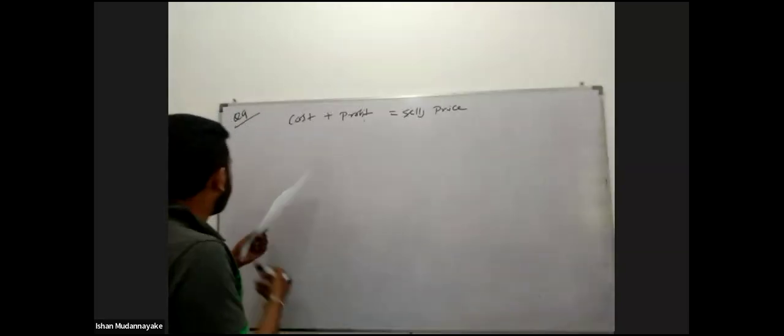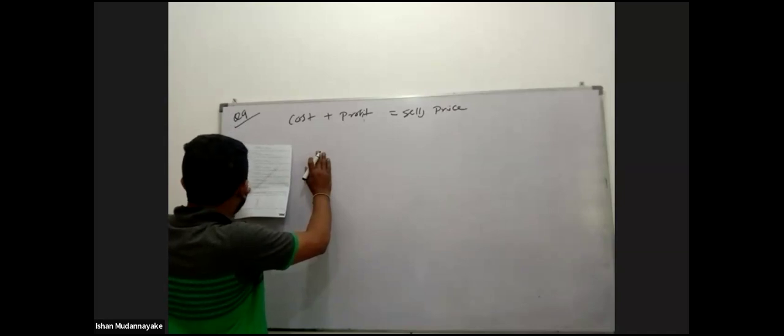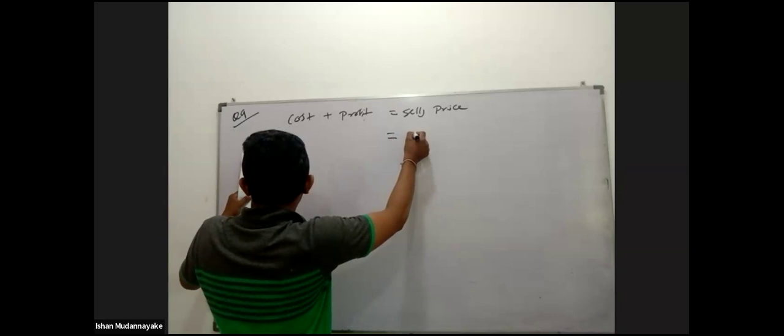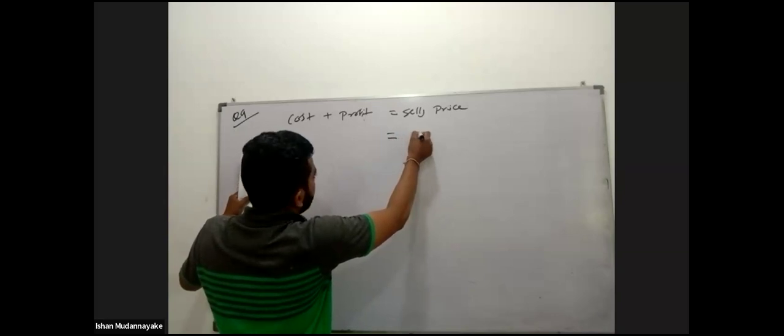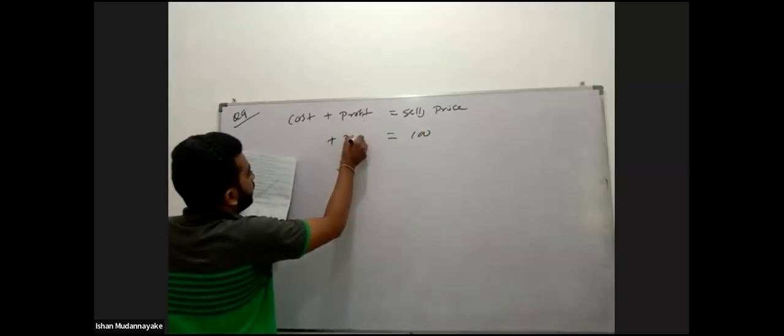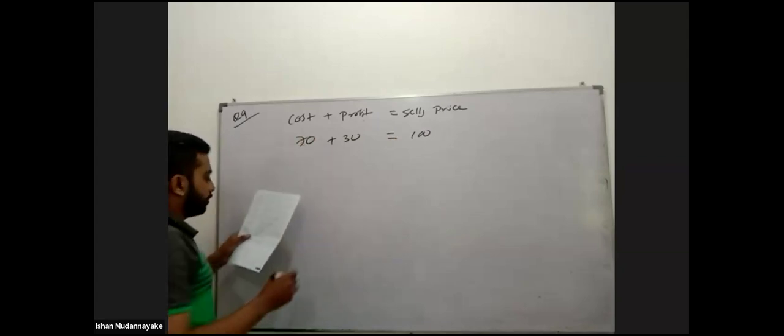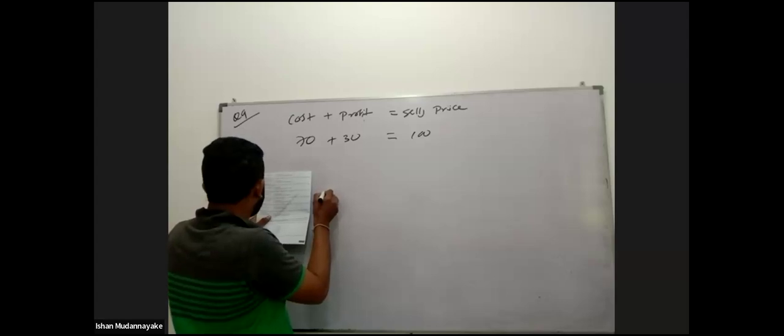Question 15. Gross profit of the firm is 3,000. The rate of gross profit is 30% on sales. Selling price 100, profit 30, cost 70. Gross profit of the business organization is 3,000.